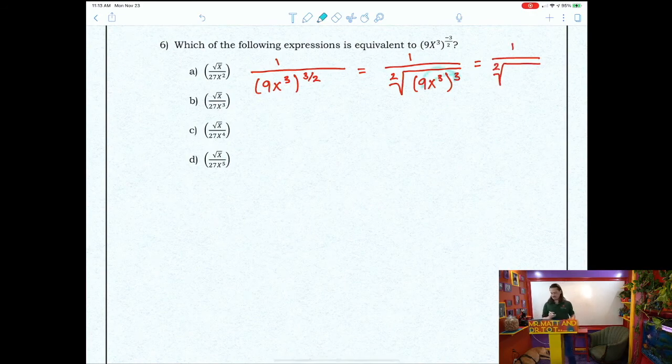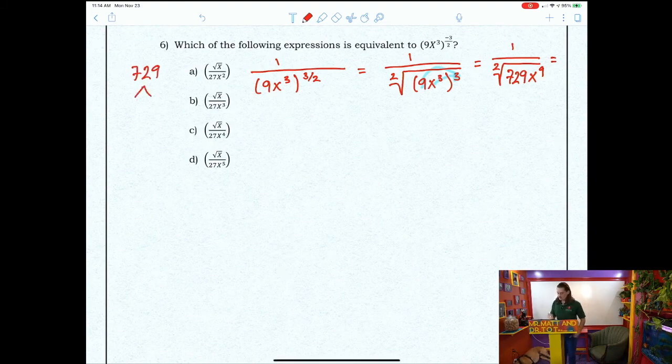Now 9 to the third power I believe is 729, but let me just check that. Yep, 9 times 9 is 81, 81 times 9 is 729. So we're going to have 729 x to the 9th, because 3 times 3, and we have that power over powers multiplication.